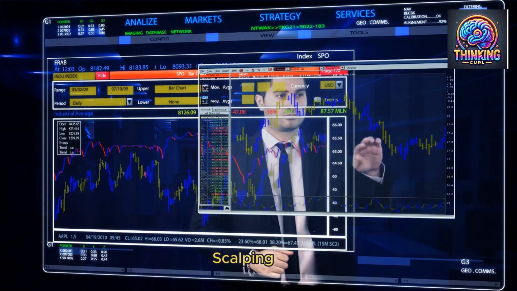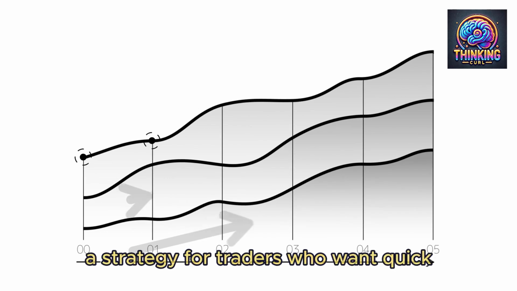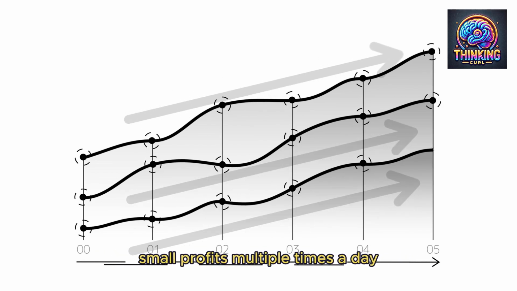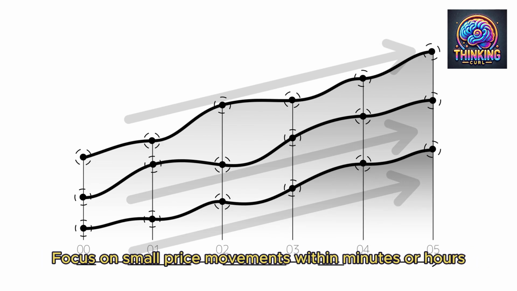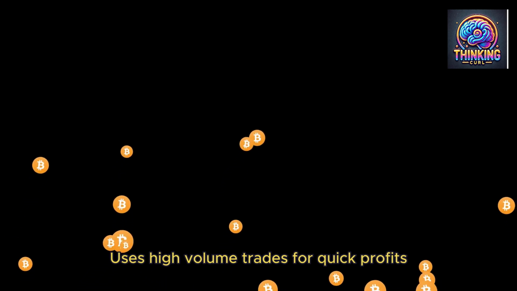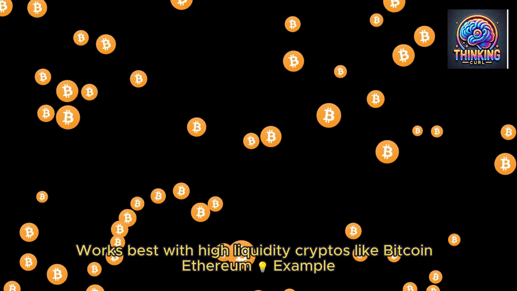Strategy 3: Scalping, fast and frequent gains. Finally, we have scalping, a strategy for traders who want quick, small profits multiple times a day. How it works: focus on small price movements within minutes or hours. Uses high volume trades for quick profits. Works best with high liquidity cryptos like Bitcoin and Ethereum.